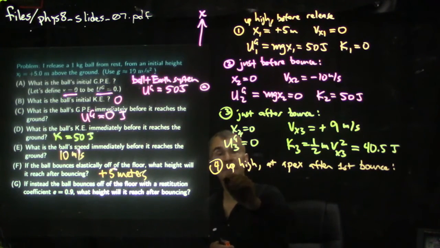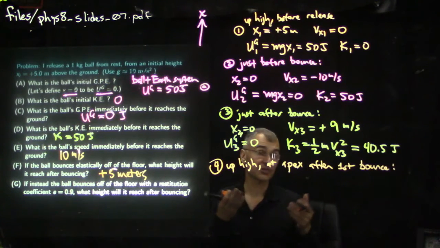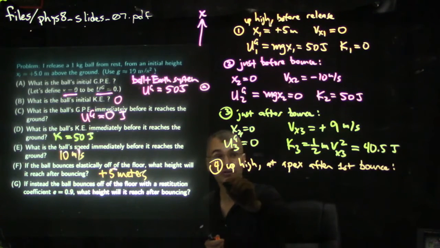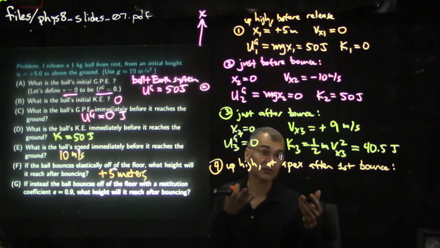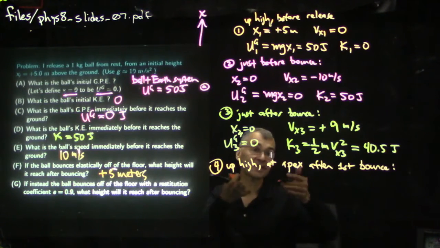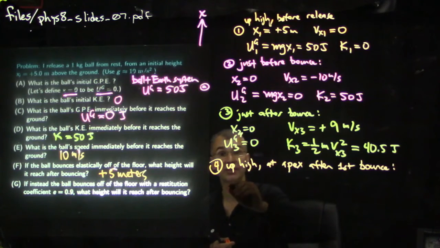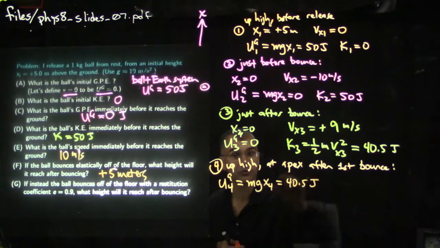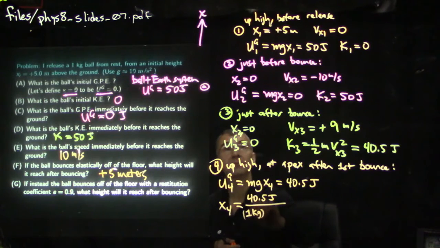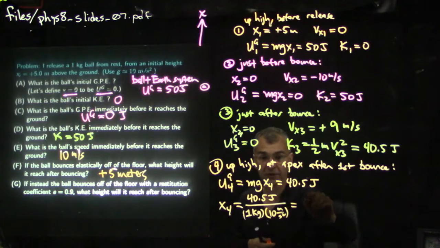What do we get? Okay, the easiest way to do this is to say, well, where did the energy go? The energy just went into gravitational potential energy. So you know that at the apex, it's instantaneously at rest, so the kinetic energy is 0. So all of that kinetic energy, K3, must have transformed into gravitational potential energy. So we're going to say U gravitational is mgx4 equals 40.5 joules, and therefore x4 equals 40.5 joules divided by 1 kilogram times, I guess I'm using 10, I'm not using 9.8, that's fine, 10 meters per second squared, which is 4.05 meters.